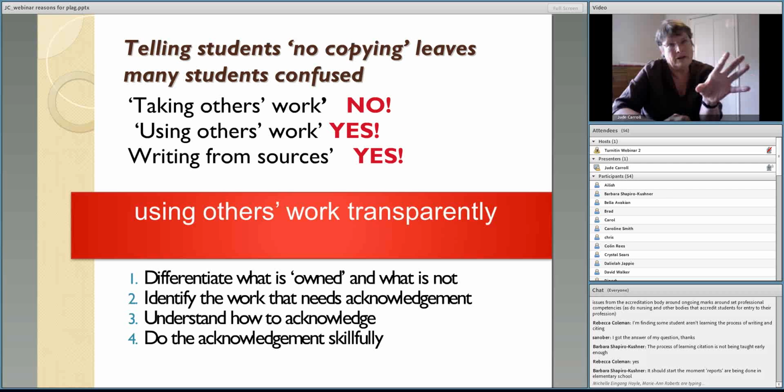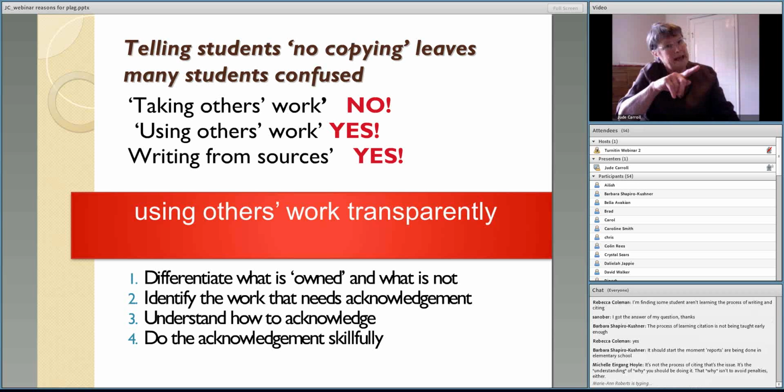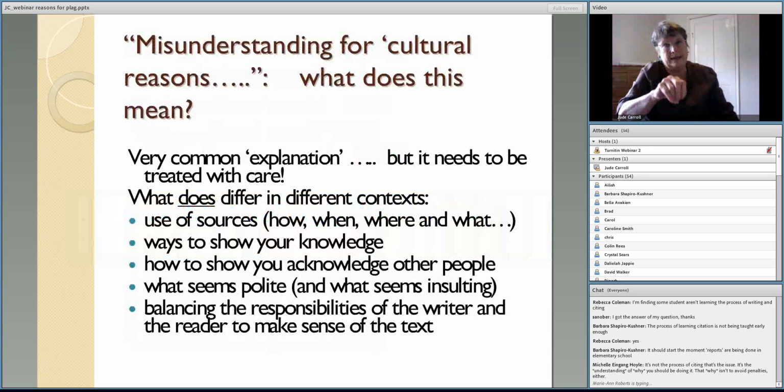This paradox, click again please, is unwrapped by this business of using work transparently. That means that students have to learn these skills that are listed at the bottom. They have to differentiate owned from not owned. They have to identify work that needs acknowledgement. They have to understand how to acknowledge, and they have to do the acknowledgement skillfully. Those are complicated things for students to do.